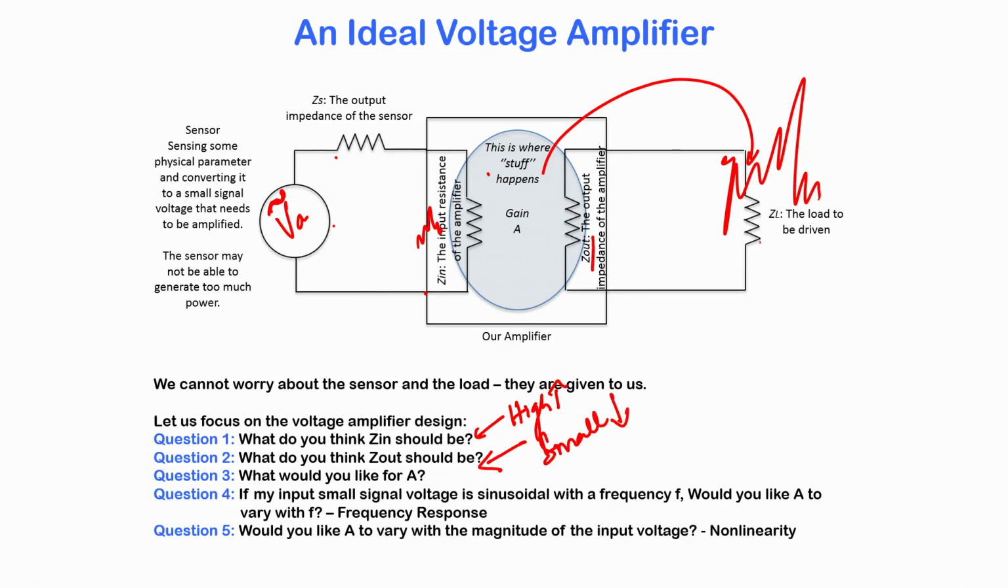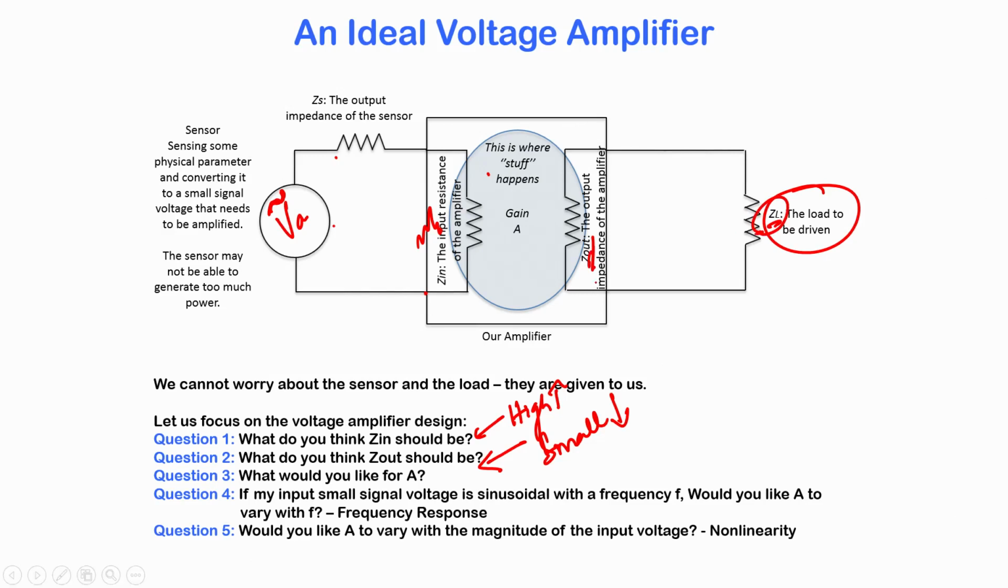We do not have control on ZL because that is chosen by an external circuit, but we would like Z out to be so small that no matter what ZL is chosen, it really does not matter, because the amplifier can easily submit all the voltage to the load. So we want to keep Z out as small as possible and we want to keep Z in as high as possible. What about the gain?